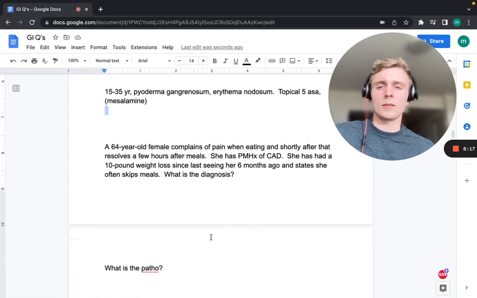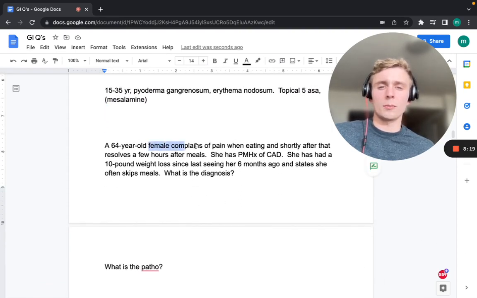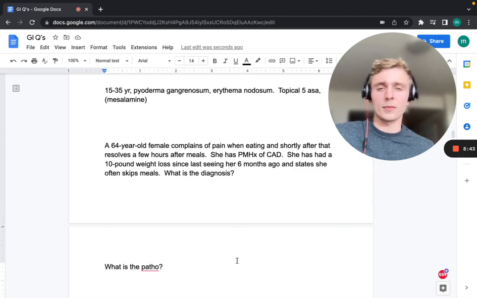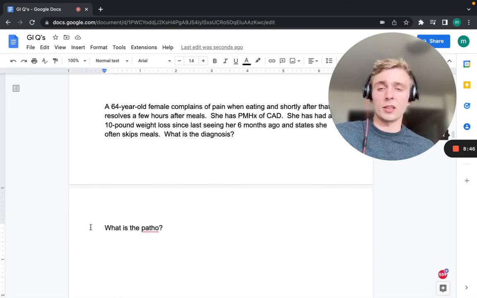Next one. A 64-year-old female complains of pain when eating, which resolves a few hours after a meal. She has a past medical history of coronary artery disease. She has had a 10-pound weight loss since last seeing her 6 months ago, and states because of these symptoms she often skips meals. What's her diagnosis? What's the pathophysiology of this condition as well?